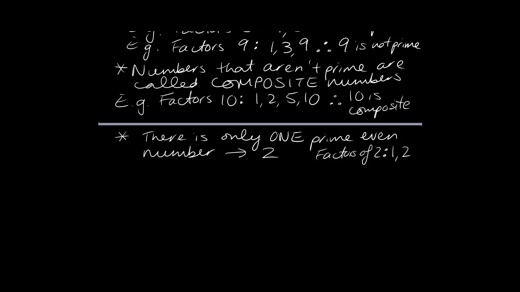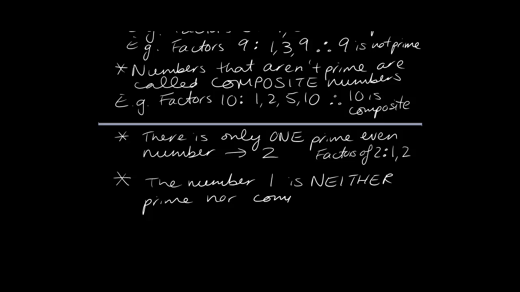Okay? Now there's another special case that I want to consider here. The number 1 is neither prime nor composite. Let's have a think about why. If we were to consider the factors of 1, well, there's only one, isn't there? 1. So in other words, it doesn't fit the definition of a prime number, because a prime number had to have two factors, and it certainly doesn't fit the definition of a composite number, because a composite number had to have more than two factors.